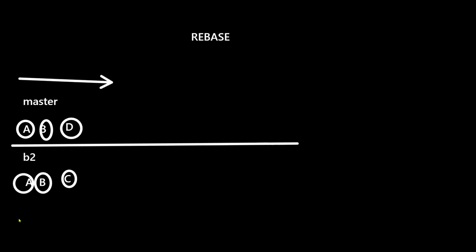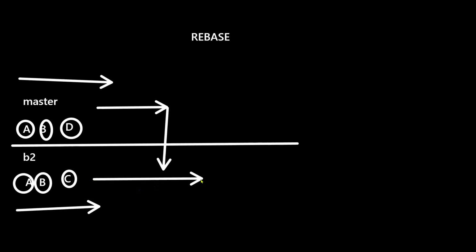Perfect. Now later at some point I realized that I just want to bring the changes of master into B2. Means integrate changes of master to B2. What should I do? If I want to integrate the changes from one branch to another, what should we do? Merge. Git merge. Okay, merge.